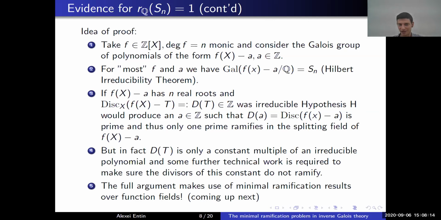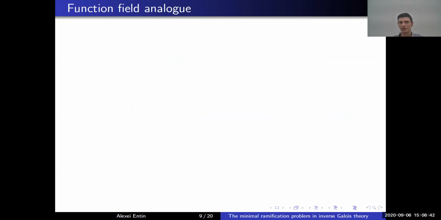So the full argument is actually quite technical, and it makes use of our function field results, which I'll talk about next. But in any case, this whole argument assumes Schinzel's hypothesis H, otherwise it doesn't work. But it gives evidence for why it's reasonable to expect R_Q of S_n to be 1. Okay, so now let's move on to the function field analog of this problem, on which we have in fact obtained strong unconditional results.